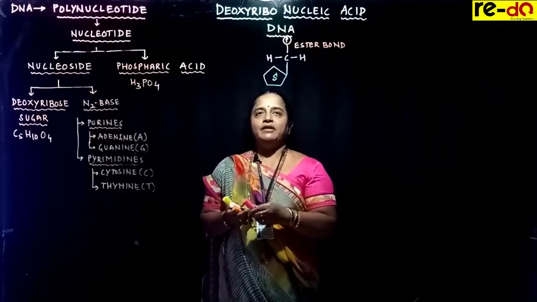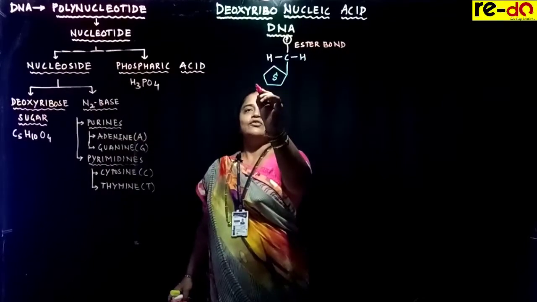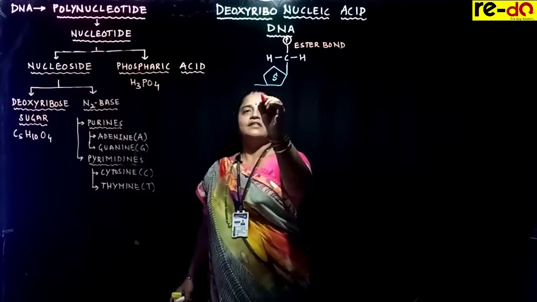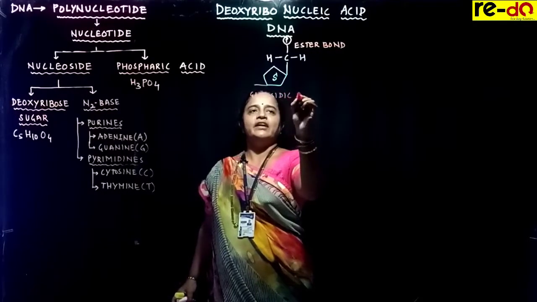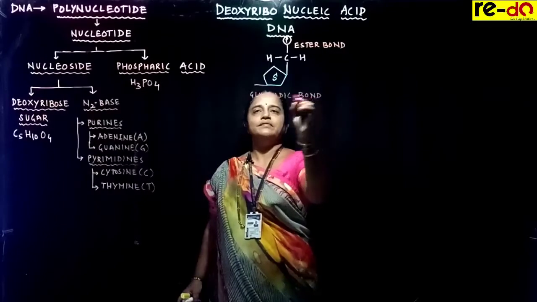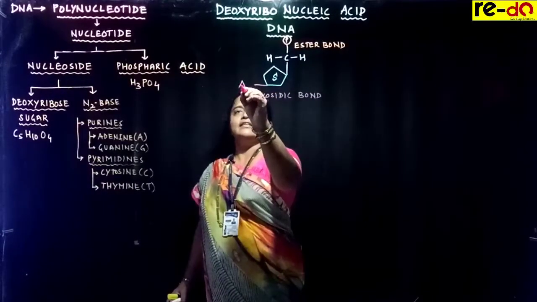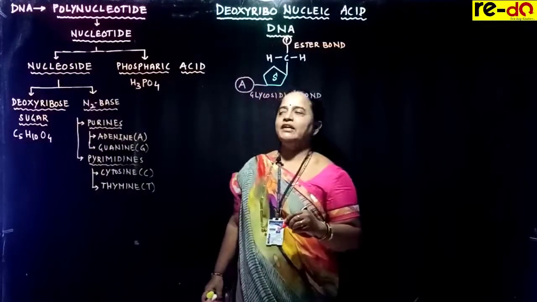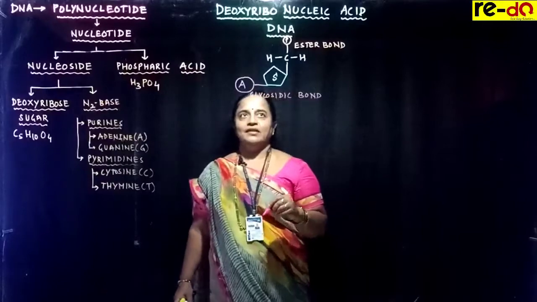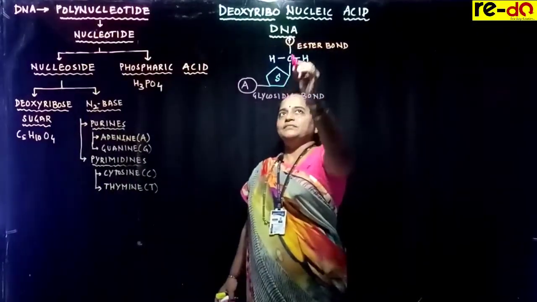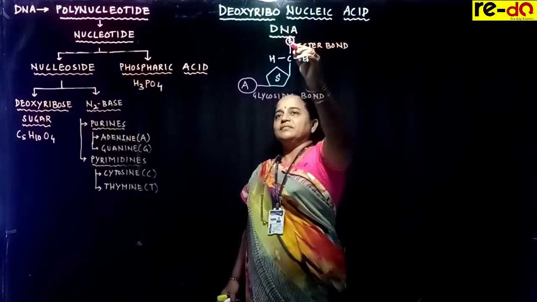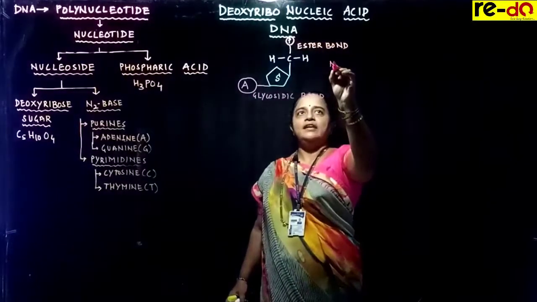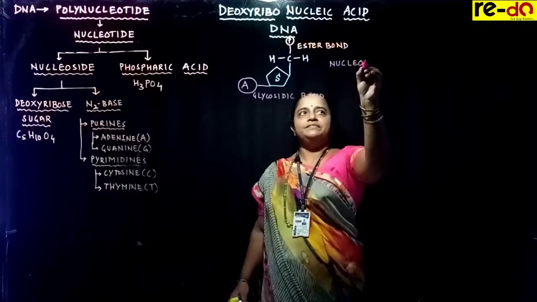A nitrogen base is linked. The bond present here is the glycosidic bond. I'll take the nitrogen base as a purine, and in purines, I have taken adenine. Sugar, phosphate group, nitrogen base. This represents a nucleotide.